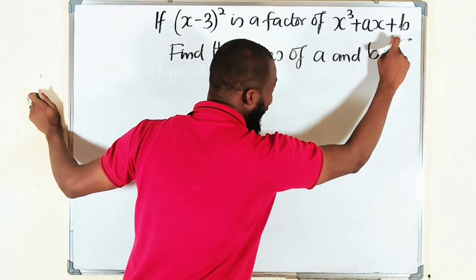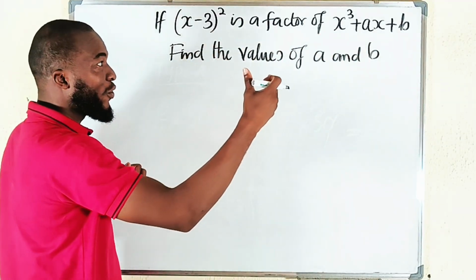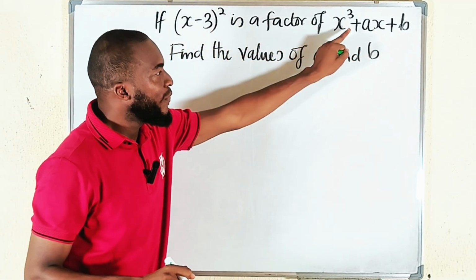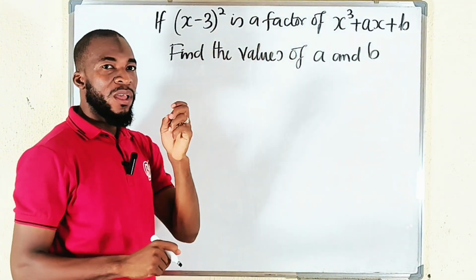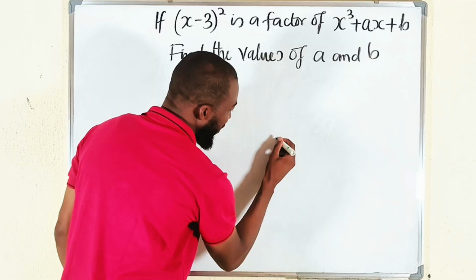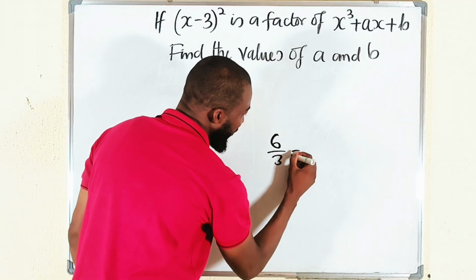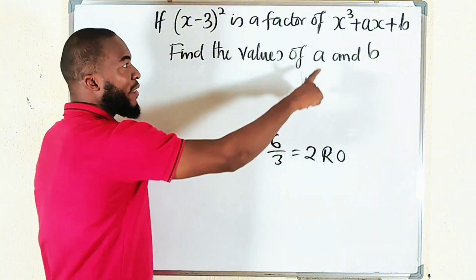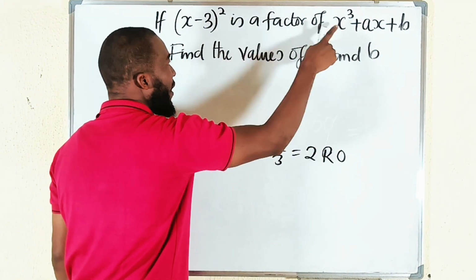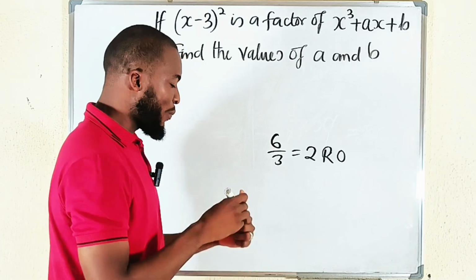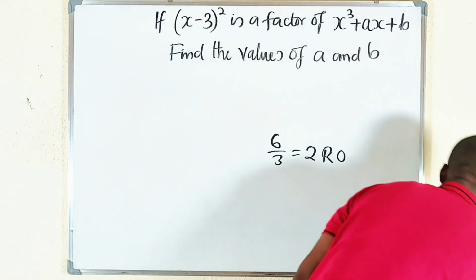Because this is the mother function, right? It is the mother function. So this is a factor of this. So we expect if you take this and divide by this, the remainder should be what? 0. Just like if you take 6 and divide by 3, this gives you 2 without remainder. So the remainder is 0. Therefore, if you divide this by this, you shall expect a remainder of 0.